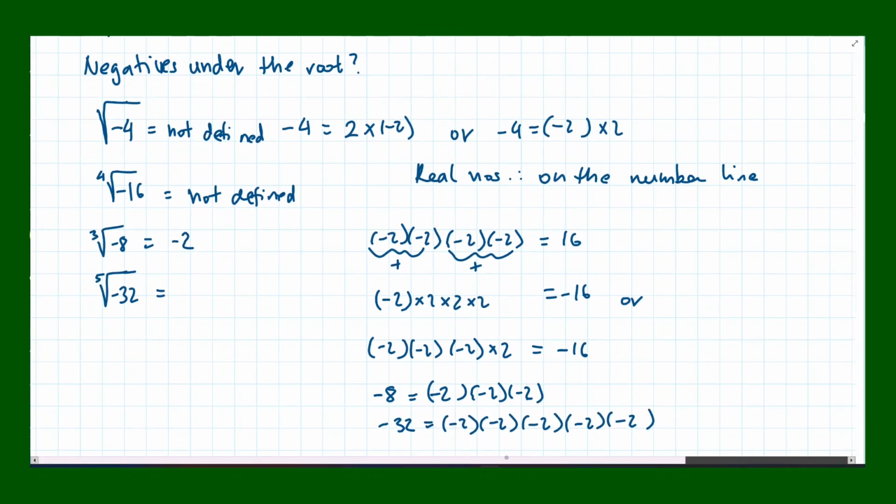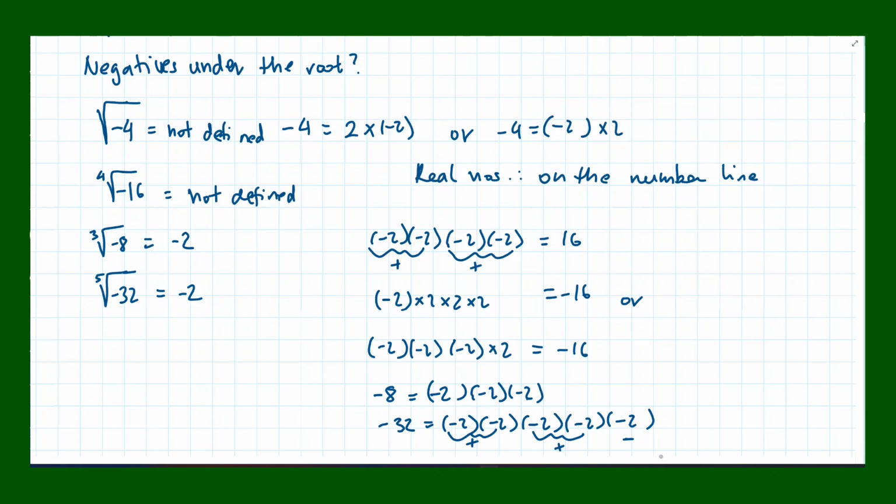So 1, 2, 3, 4, 5 negative 2's multiplied together makes a negative 32. Again, every 2 of them cancels out to a positive, but I end up with one last negative, so that keeps the sign to be negative. So that gives me negative 2.